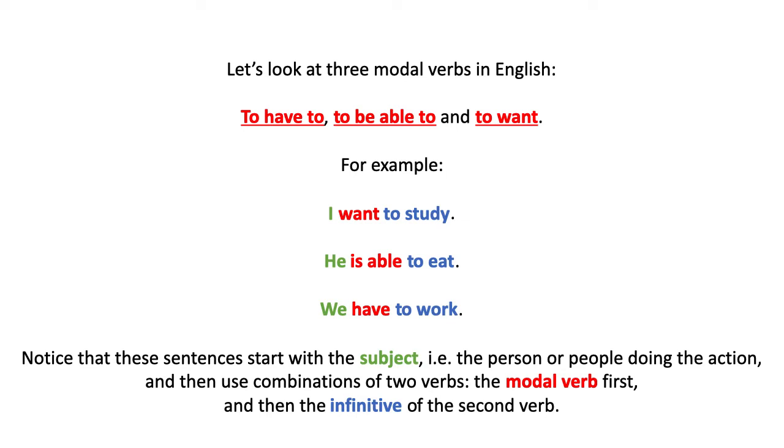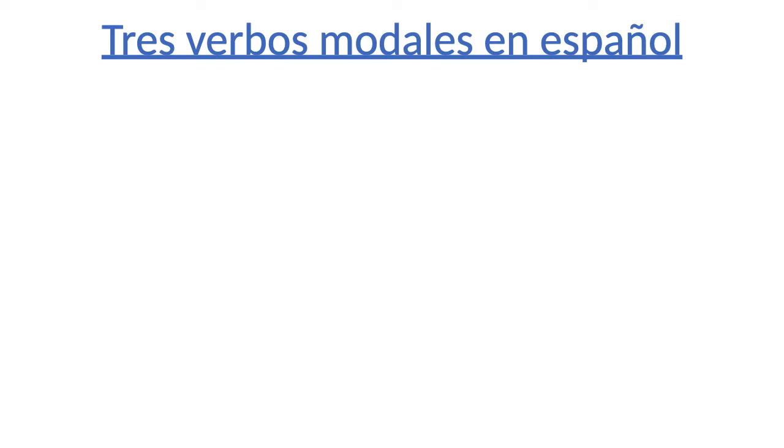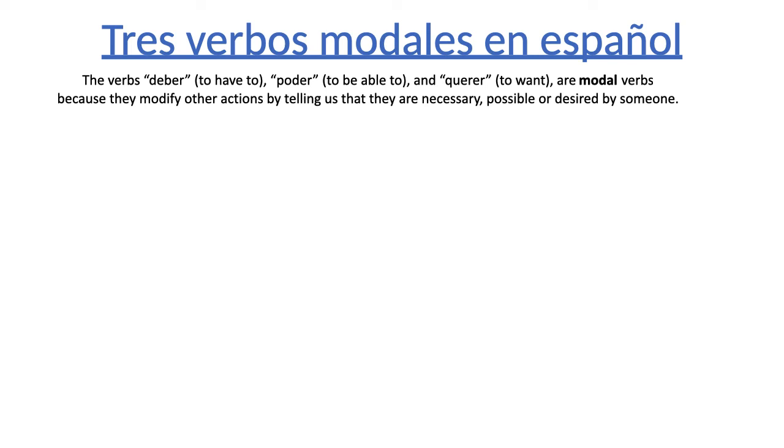The cool thing is that that's also the way that it works in Spanish. So this should be actually easy for you English speakers, right? Let's look at three modal verbs in Spanish. Tres verbos modales en español. They are the equivalents of what we just did. Deber means to have to. Poder means to be able to, and querer means to want.